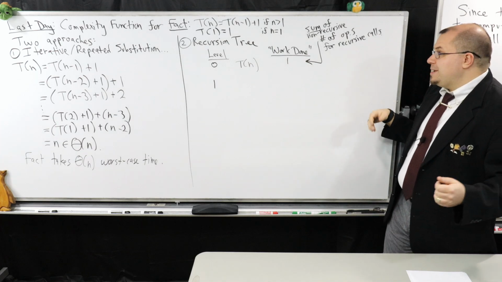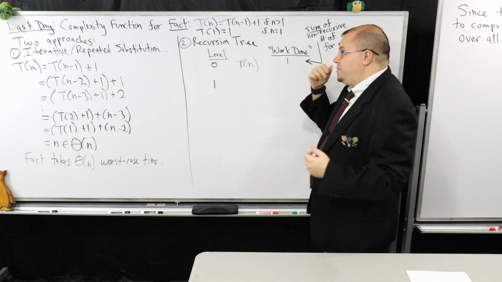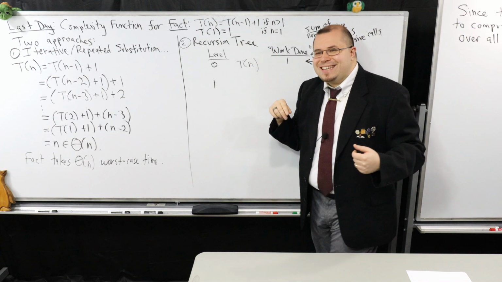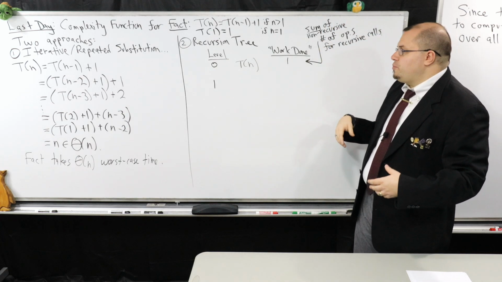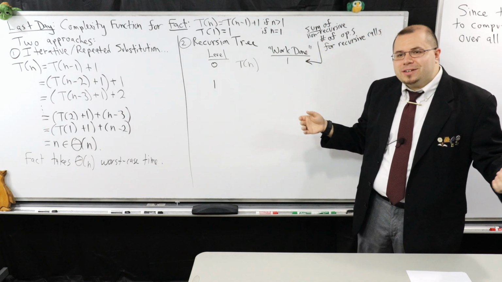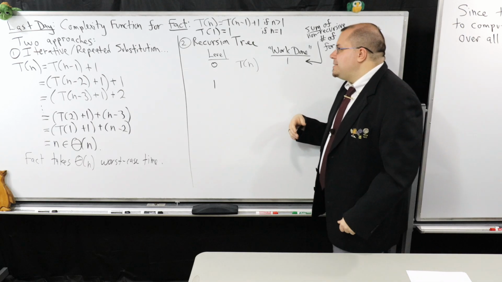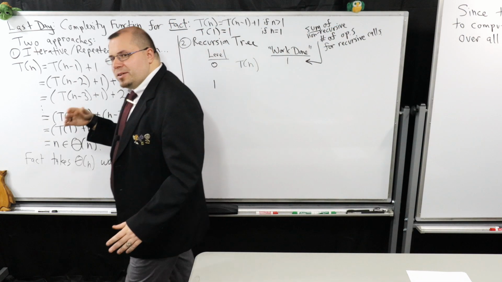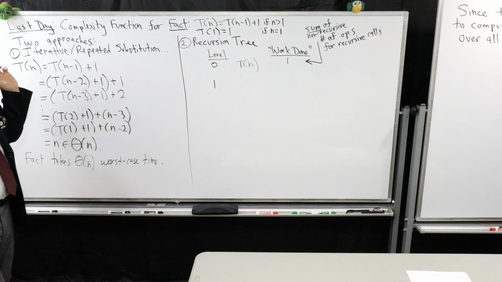Keep in mind, it could just be any old constant. If you really don't like this, you can always put a c here for a constant. You could write big theta of 1, for example. That's also okay. But is everybody okay with our recurrence relation from last day?